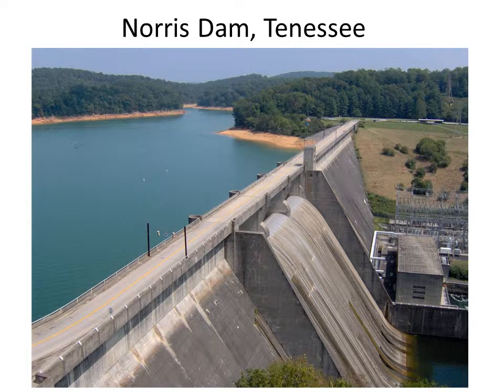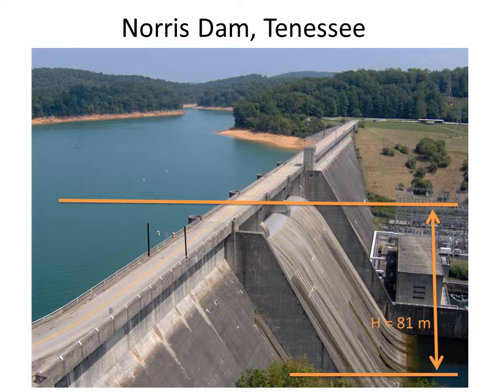Here's an image of the dam, and we will apply the specifications listed on the previous two slides to it. The datum is placed at the bottom of the dam in line with the turbine, and from there we measure up to the top of the reservoir, which gives us the height of 81 meters. The flow rate Q through the middle of the dam is equal to 150 meters cubed per second.